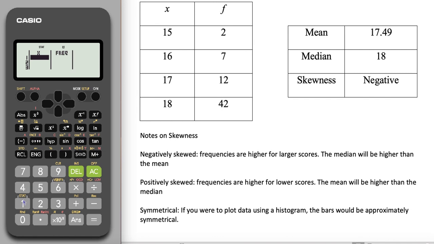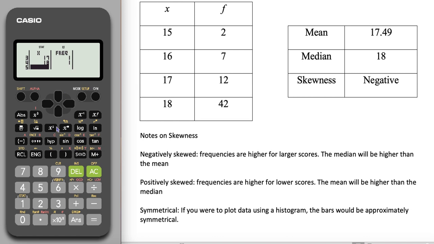Okay, now to enter our data. Well, as you probably can imagine, we're going to enter it this way. 15 equals, so there's nothing new here, is there? 16 equals, 17 equals, and 18 equals. Okay, notice that in the frequency column, it defaults to 1.